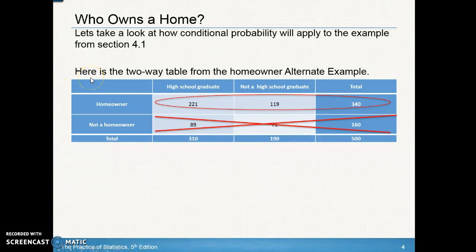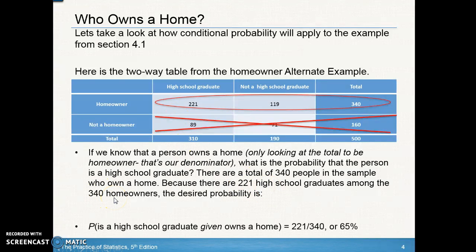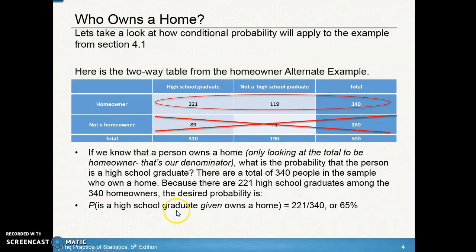All right, so let's go back to that high school graduate homeowner question. Here's the two-way table from the example. If we know that the person owns a home, we're only looking at the total of homeowners, 340. That basically means we're crossing out everybody else. We're not looking at the total of 500. We're not looking at anybody that's not a homeowner. There's a total of 340 people in the sample that own a home. Because there are 221 high school graduates among the 340 homeowners, the probability that they're a high school graduate given that they own a home is 221 out of 340.